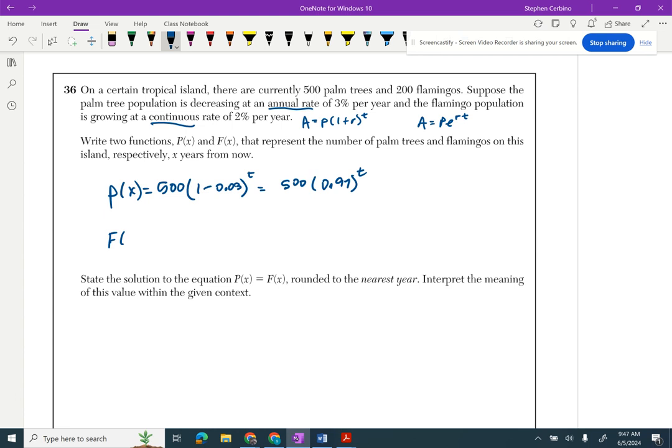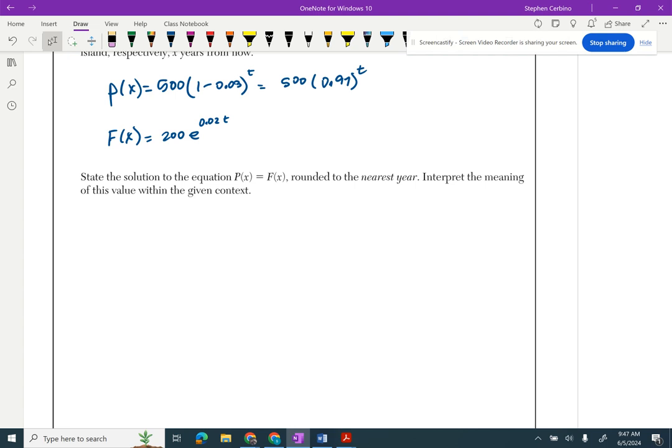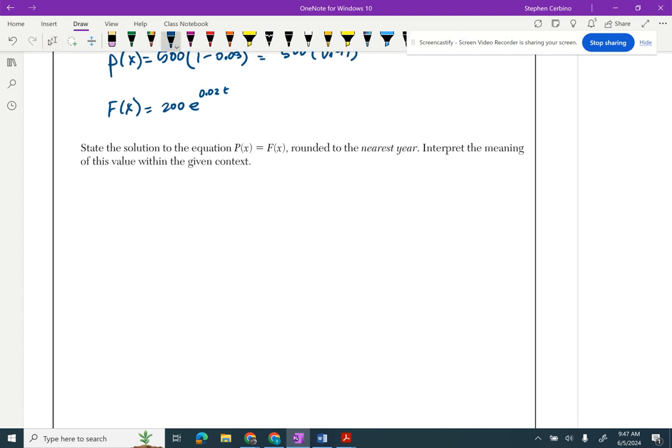For the flamingo equation, well, flamingos start at 200. They're growing continuously, so that's going to be a positive r value, e to the 0.02t. It then wants us to state the solution, round it to nearest year, and interpret the meaning of the value. Now, this does not say to solve this algebraically, but what we're trying to do is see where does P of x equal F of x. So I'm going to graph this on Desmos and see where they intersect.